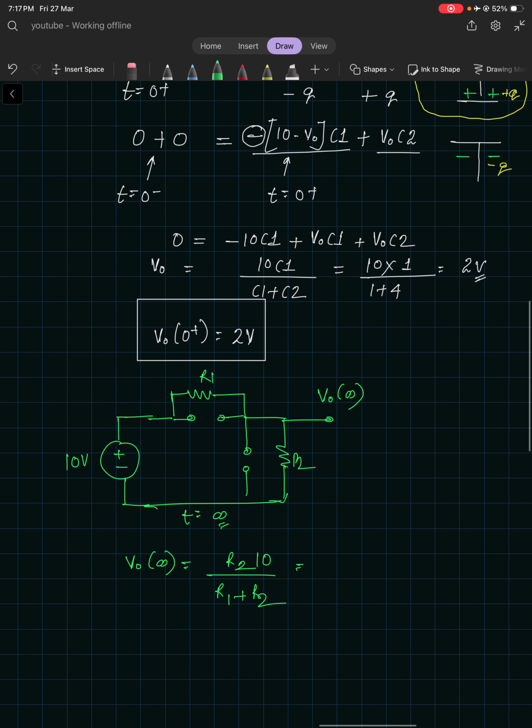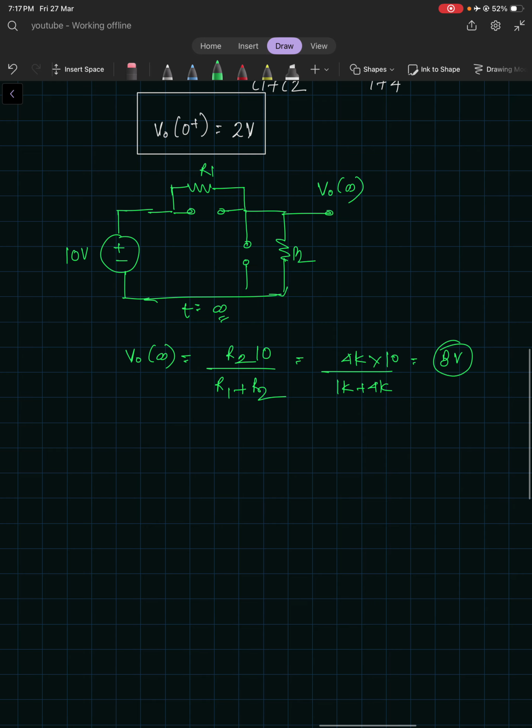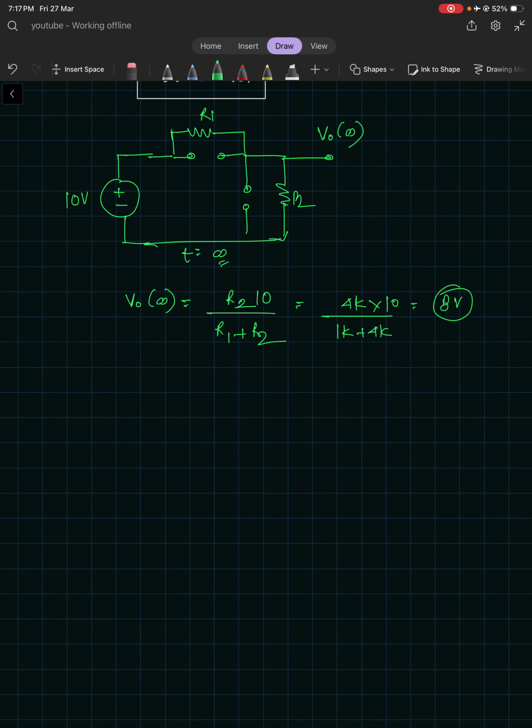So R2 is 4 kilo ohm, and this is 1 kilo ohm plus 4 kilo ohm, into 10 volts. It will be 8 volts, right? Now this question is solved. If somebody asks what the behavior of V naught of t is, simply, what is the final value? 8, plus what is the initial value? 2 minus 8, right?